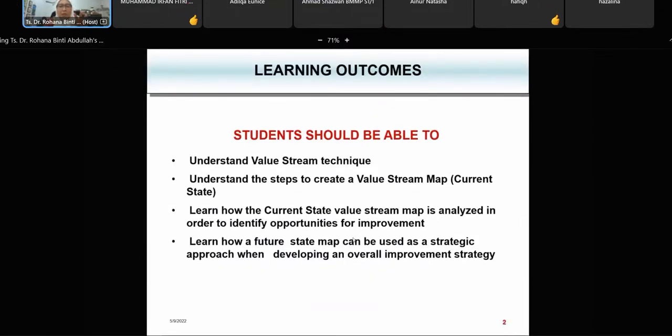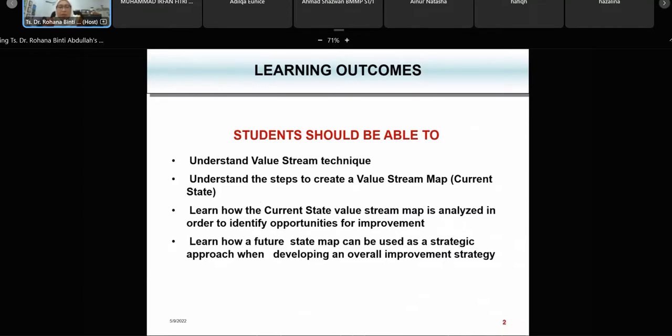Alright. By the time we are done with this topic, at least you should be able to understand the value stream technique. For you to be more familiar with value stream mapping, I will also brief Lab 4, regarding value stream mapping, so that you can practice doing value stream mapping using your lab. So first, understand the value stream mapping technique through our theory, lecture and also lab activity. Alright, understand the steps to create a value stream map.